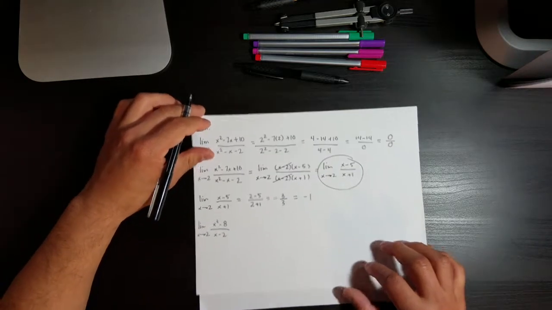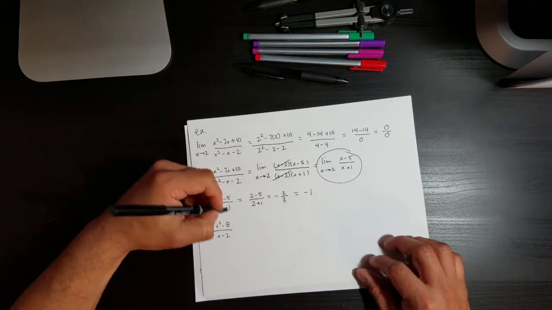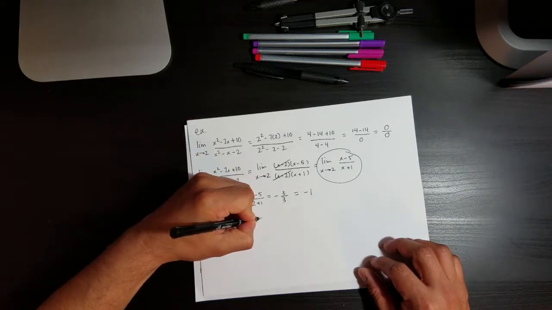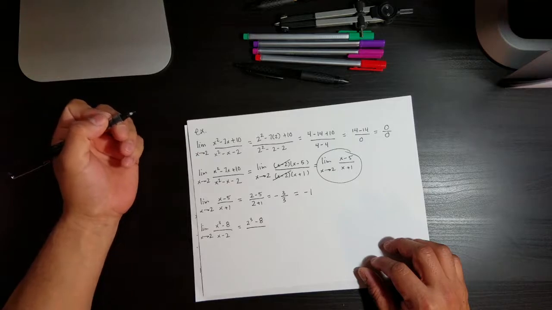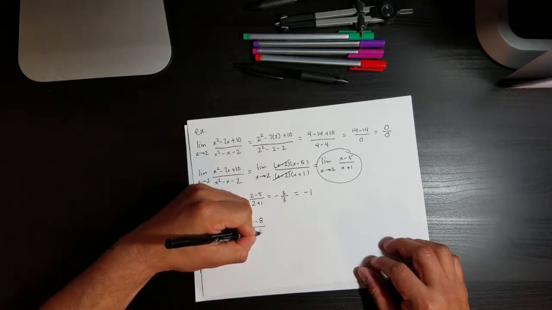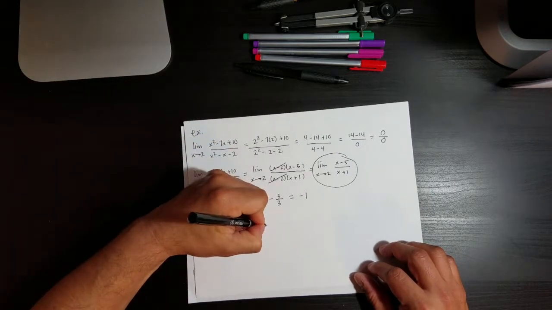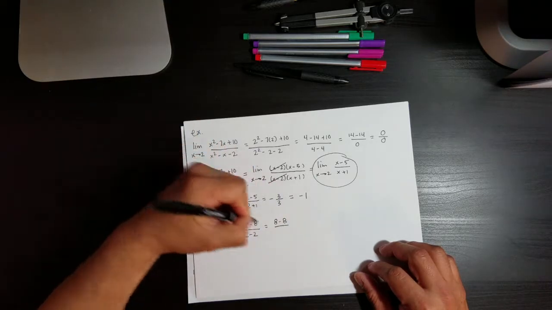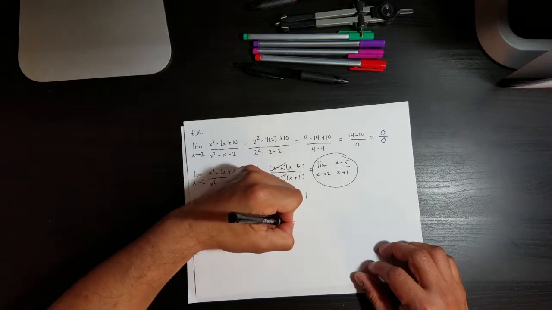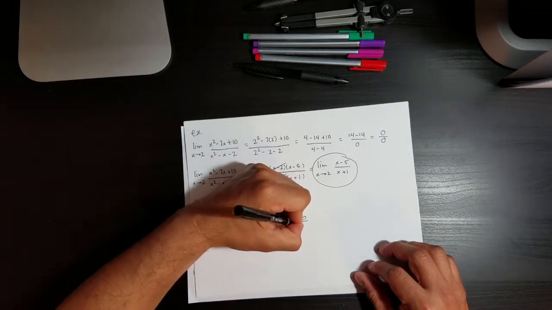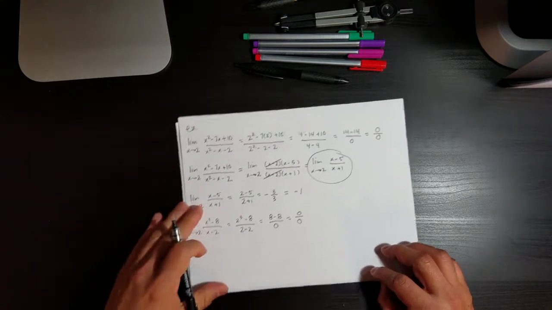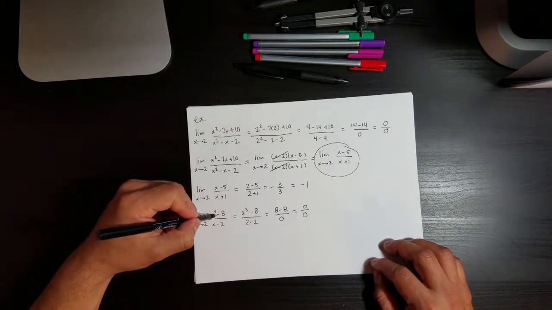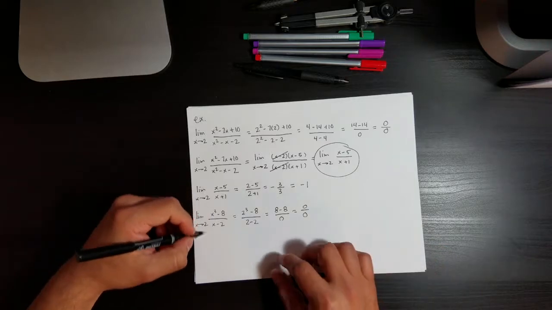Remember, the first thing you've got to do is plug and chug. So here we get 2 to the 3rd power minus 8 over 2 minus 2. This will give us 8 minus 8 over 0, and then we get 0 over 0. Since we get 0 over 0, what we have to try to do is simplify this function and see where we go from there.